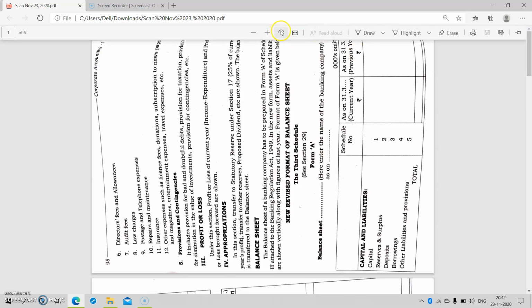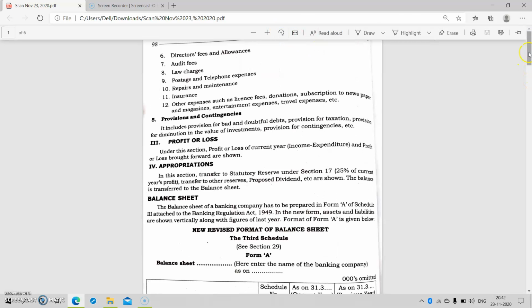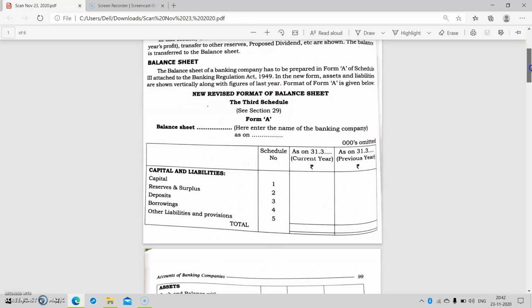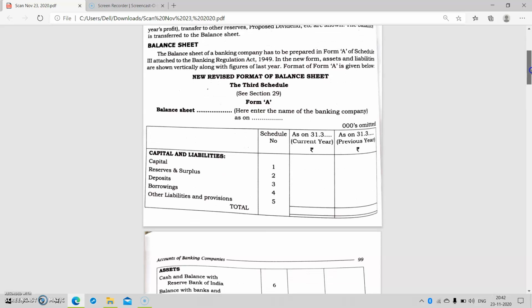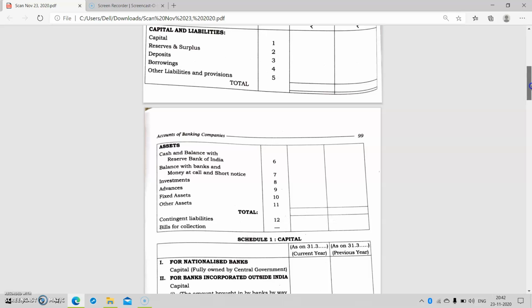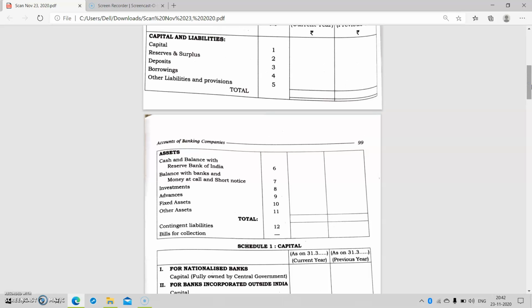And now we'll just see once again Form A. We have discussed in detail each element. Capital and liabilities. That is capital first. In the order of permanence, they have given capital and liabilities. Capital first, then comes reserves and surplus. By that, the capital items are over. Next comes the deposits, borrowings, other liabilities and provisions.